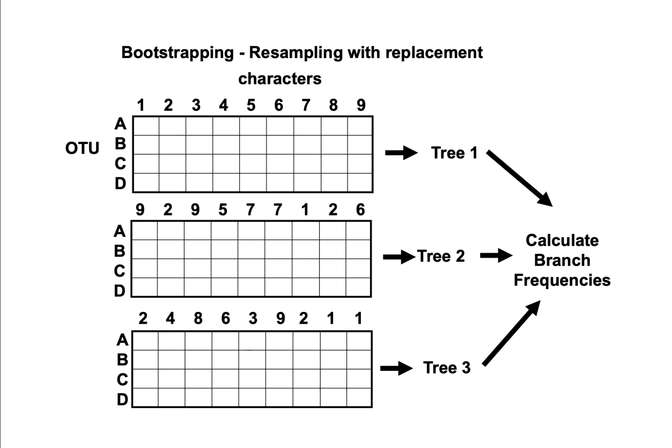So if a branch occurs in all the trees, then it's supported by 100%. If it's only there in 50% of the trees, then it's only supported by 50%, and usually 50% is the cutoff value for counting it either as supported or not supported.